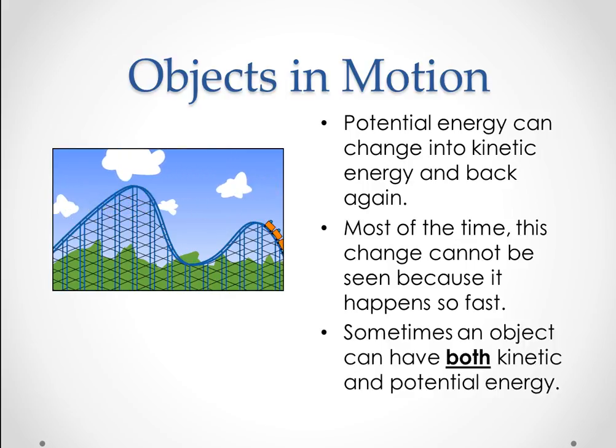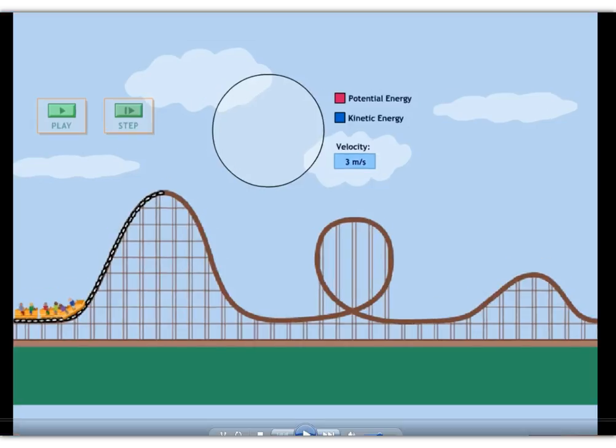Sometimes an object can have both kinetic and potential energy. This next part of the presentation will do a very good job of explaining how that works. Here you see something very similar to what was on the slide, but here you're going to see a graph in that circle that shows the amount of potential energy that is being used in red and the amount of kinetic energy that is being used in blue. The first time it's going to play, it's not going to slow down or stop. It's just going to play all at once.